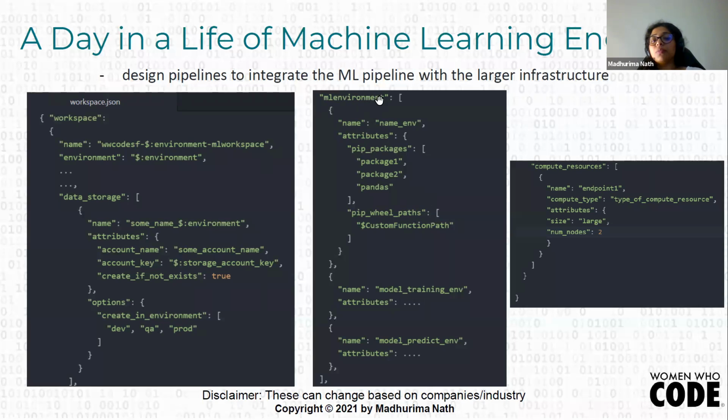Now I'm moving next to the ML environment. What kind of packages can I just install using pre-built functions? What kind of custom functions have I built? What are the paths to that? So think about it, all the information that I was just typing out nicely in a notebook.